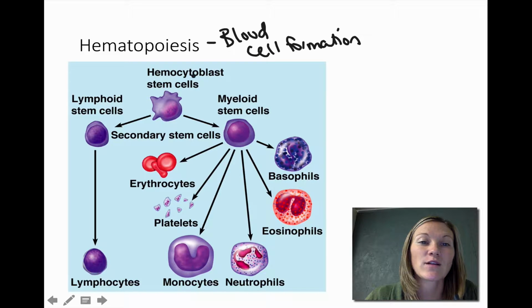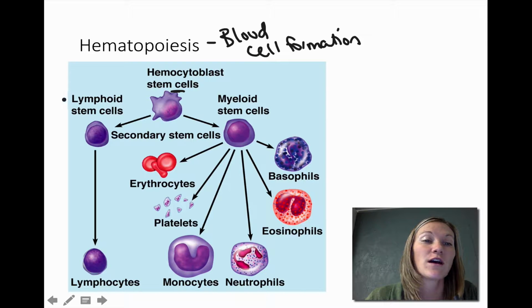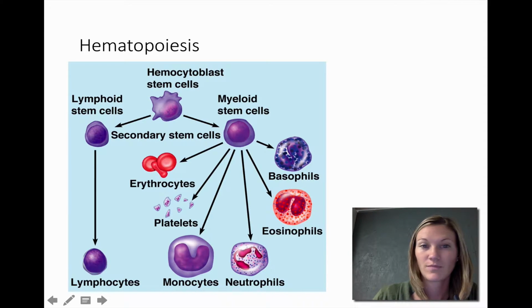So hemocytoblasts are the stem cells. You're going to need to know that. It's a stem cell, but it's not a true stem cell because it's not able to differentiate into anything other than what's listed right here. But it can either differentiate into lymphoid stem cells or the myeloid stem cells, and then further differentiate into the other types of formed elements.